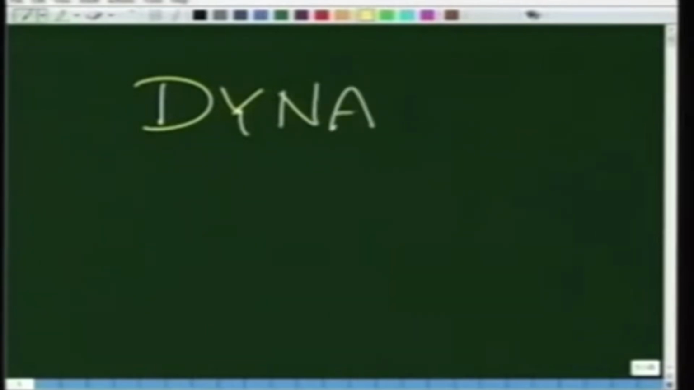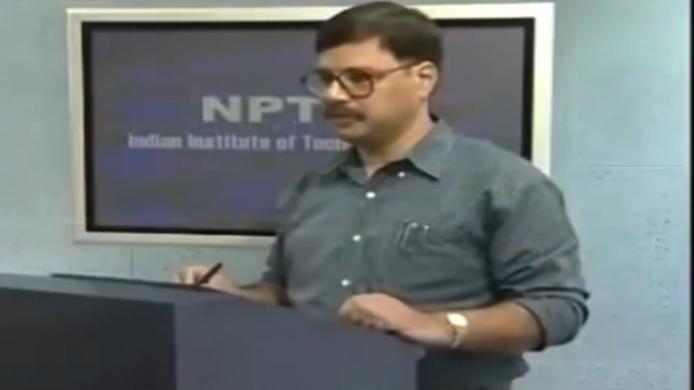We have been dealing with statics. This is the first lecture in dynamics. So, we start with how to describe the motion of a particle using different coordinate systems.